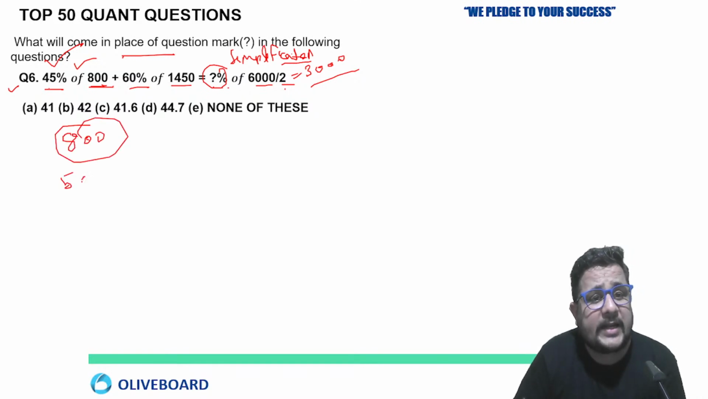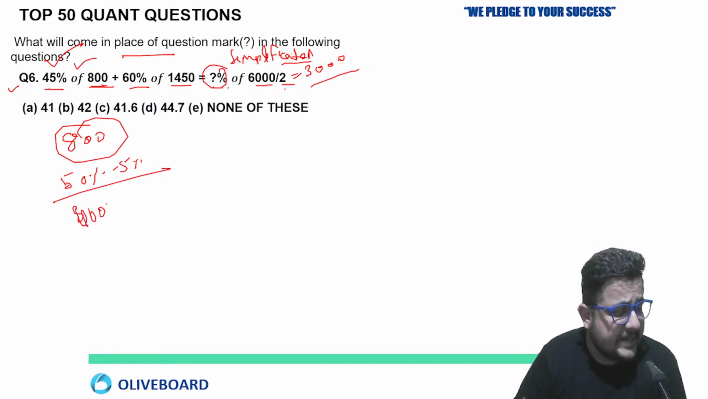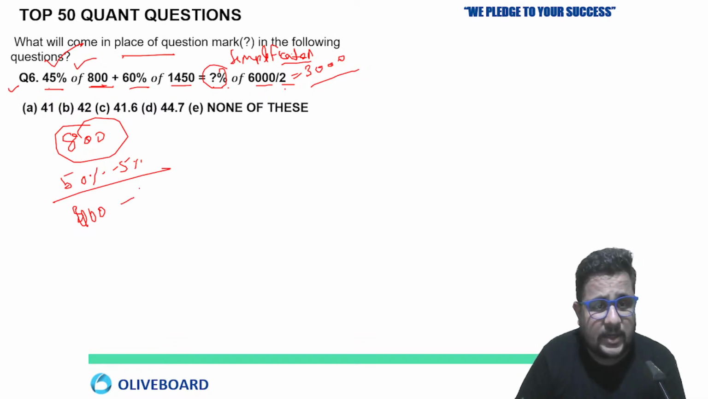See, can I write 50% minus 5%? So 50% of 800 is how much? 400. Minus 5%. Very good, Niranjan. Excellent work, Priya. Absolutely correct. 400 minus 40, which is going to be 360. So this is 360 here.